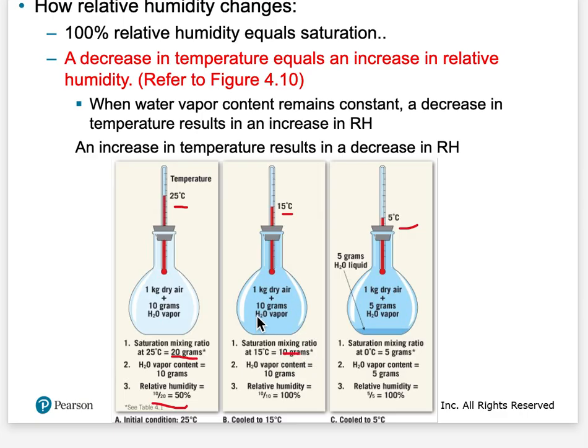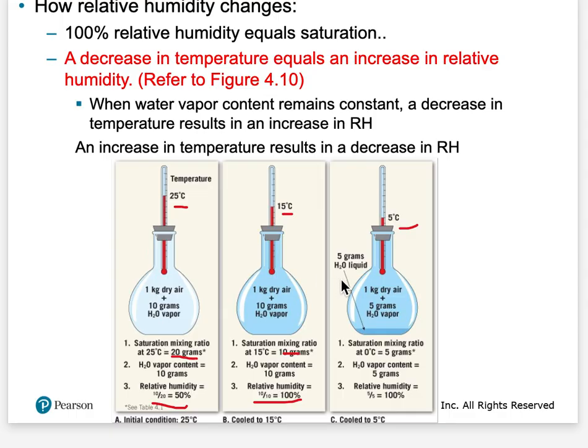So this is the maximum amount of water vapor it can hold at that temperature. So 10 divided by 10 is 100% relative humidity. And then lastly, in our third flask, the temperature dropped considerably, even lower. And what happened to the remaining 5 grams of water vapor?